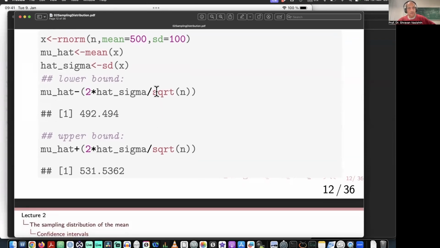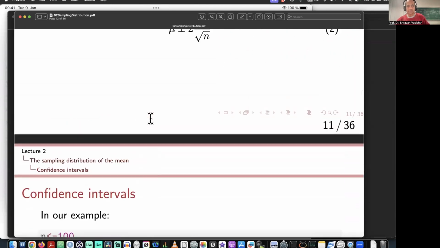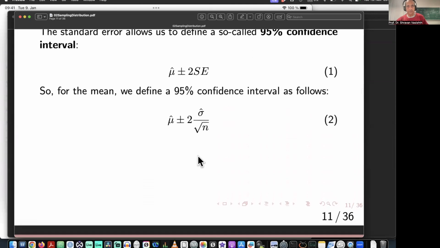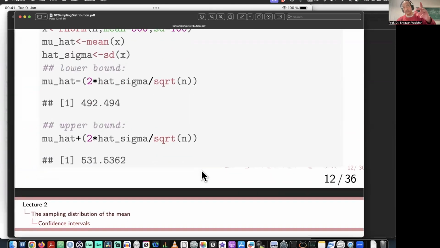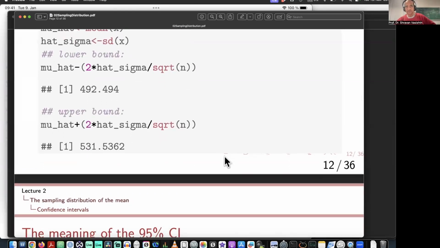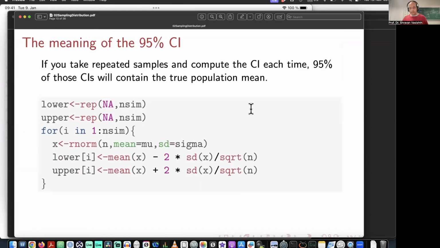So the lower bound of the 95% confidence interval is 492, and the upper bound is the sample mean plus 2 times the standard error, right? So that's exact. I'm just computing this quantity here, mu plus minus 2 times the standard error, right? Of course, as I said, technically it's 1.96 times, okay? But I don't really care. So I would just say 2, right? It's close enough, okay?